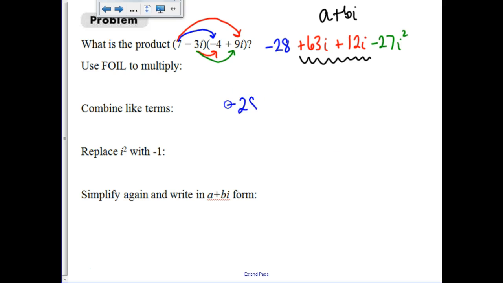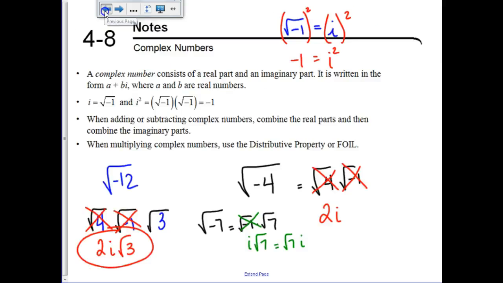So I have negative 28, and if I add those together, I get a plus 75i. And right now, I still have a minus 27i squared. Well, I still don't look like a plus bi. There must be something more I can do. If I go back a few screens, oops, too many. What did we say i squared was equivalent to? What does it say right here? i squared is really a negative 1.